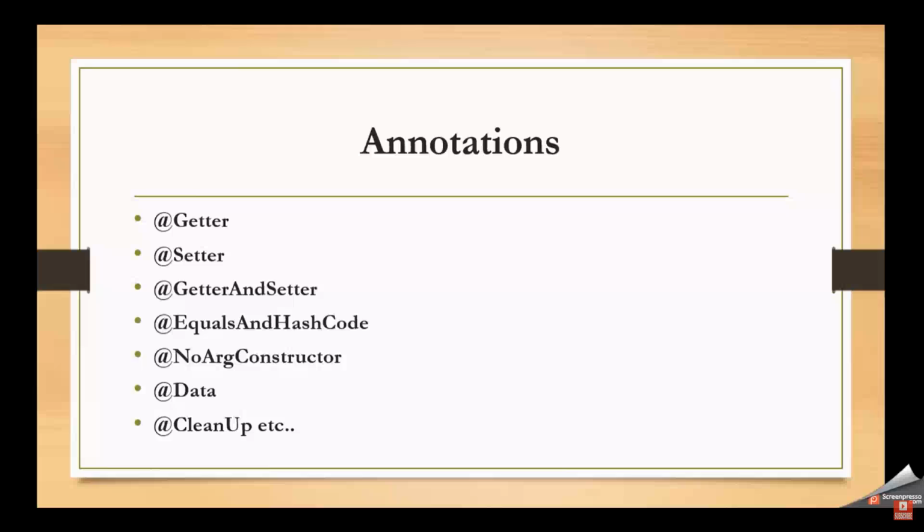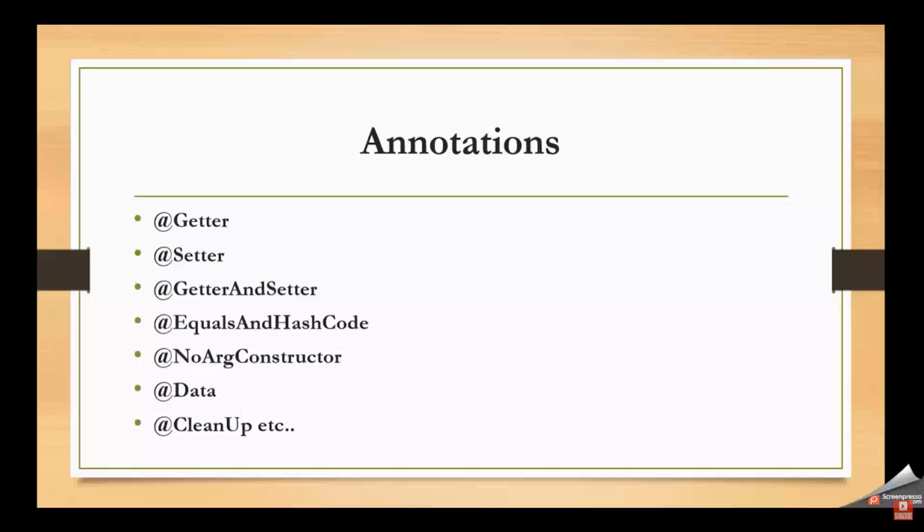The first one, @Getter. If you use this annotation on any variable in the Pojo, then the getter method will be generated by Project Lombok at compilation time. We no need to write the getter method if we use the @Getter annotation. Similarly, @Setter. If we want a setter method for a variable, we can go for the @Setter annotation. If you want both getter and setter for a variable, then we need to use @Getter and @Setter. This @Getter or @Setter or both you can use at a particular variable level, or you can use at a class level also.